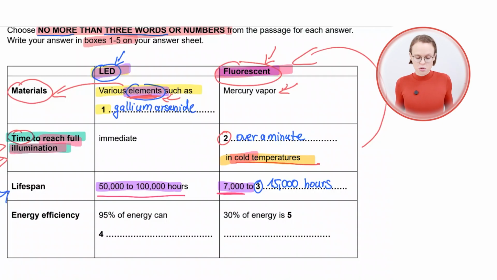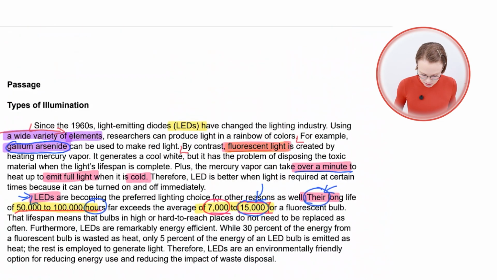Let's move on with question number 4. Here it says energy efficiency. So this part of the table is about energy efficiency. And here it says 95% of energy can what? Guys, 95% is an excellent keyword. It may be that we find this number exactly like that in the passage, but sometimes numbers are also shown in a different way. So let's have a look at the passage.